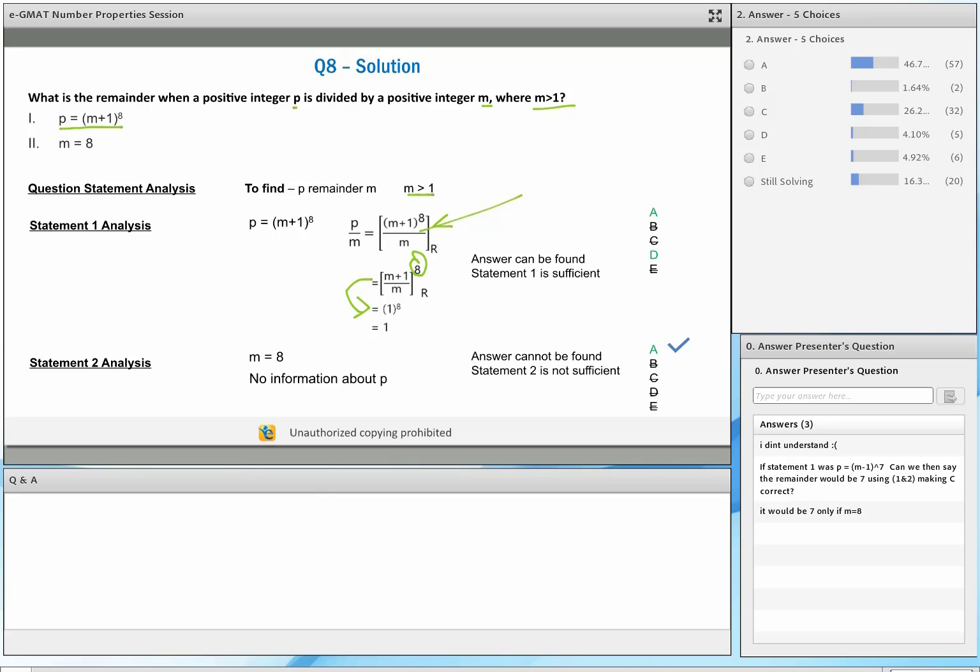Okay, in that case, you're saying that the remainder is minus 1, but you don't know. Absolutely, you're right. It would be 7 only if m is equal to 8, because then you would have gotten a negative remainder, but you wouldn't know what divisor to add back to it in order to get to the positive remainder. In that case, yes, you would need statement 2.